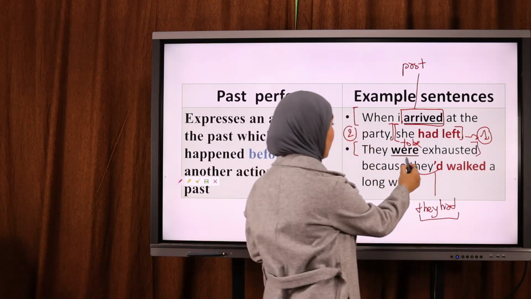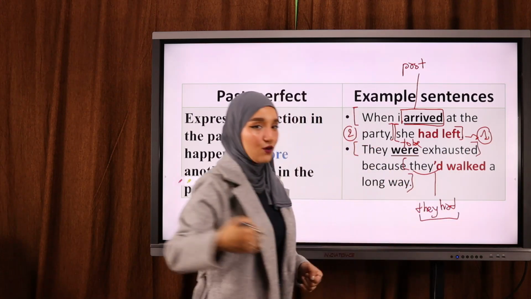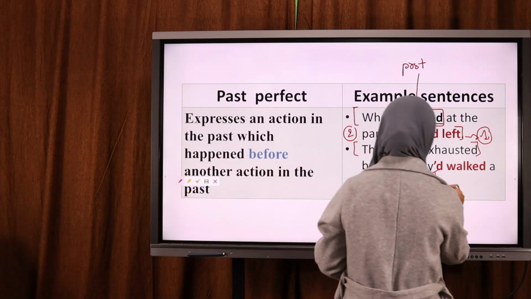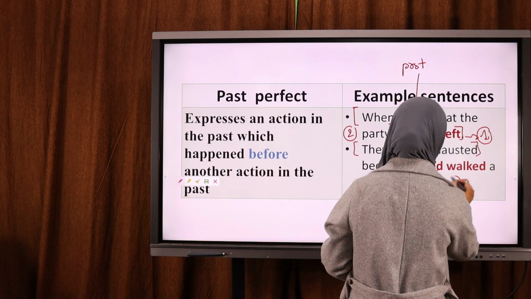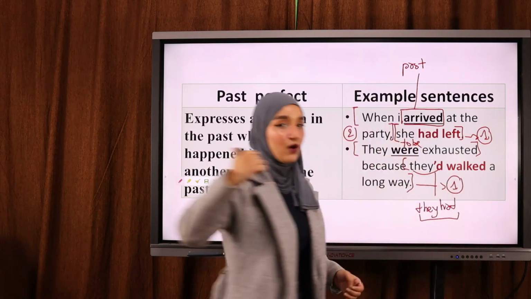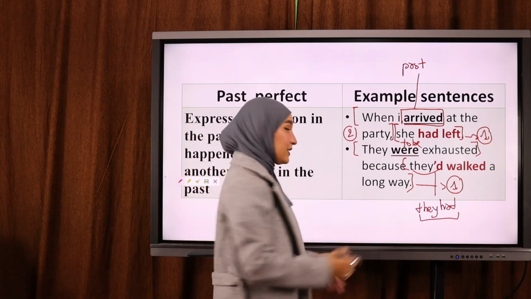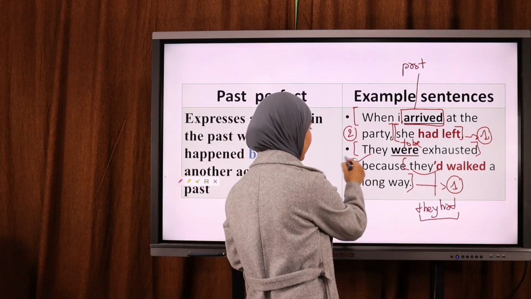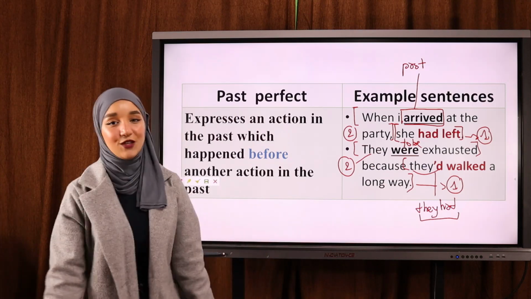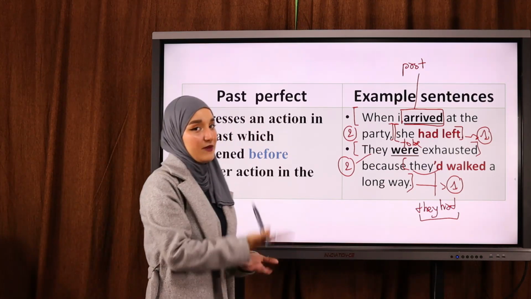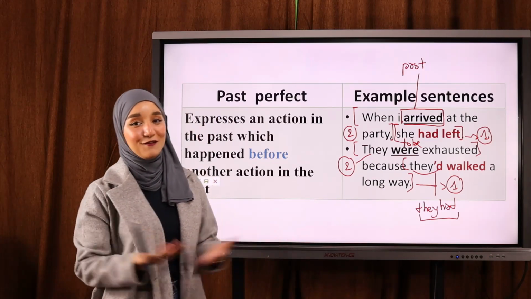Because they'd walked a long way. So, of course, they'd walked a long way. They had walked is the first action. It is action number one. Alright? They were exhausted. That is the second action. Okay? So this is when we use the past perfect. We use it before the past, because it's the past of the past.